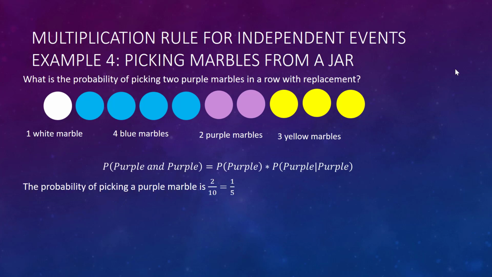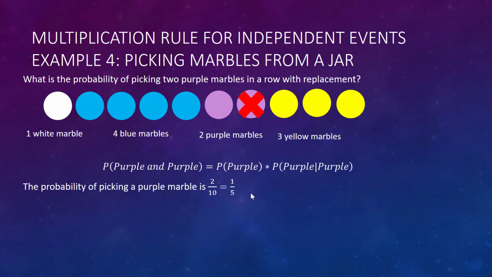So first of all, the probability of picking a purple marble initially is just 2 out of 10 because there are 2 purple marbles. So there's 2 ways that you could pick a purple marble out of 10 total. So we have 2 over 10 and we reduce that to 1/5.